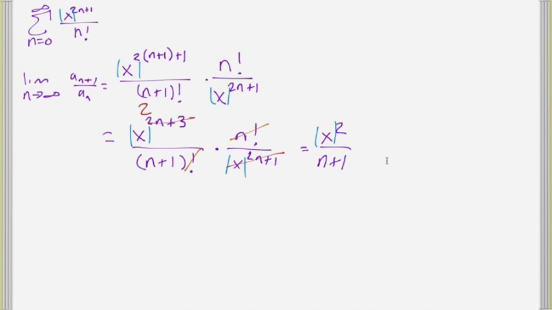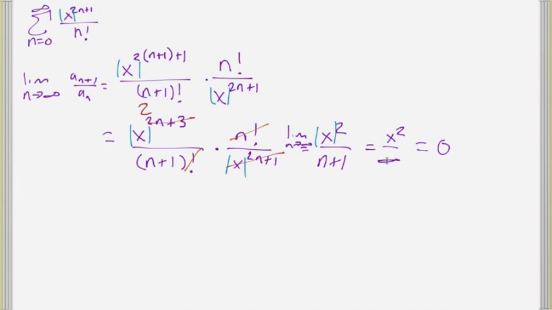I forgot something. We're taking a limit as n goes to infinity of this thing. If n is going to infinity, I get what? x squared over infinity plus 1. 0. Something divided by infinity is going to be 0.